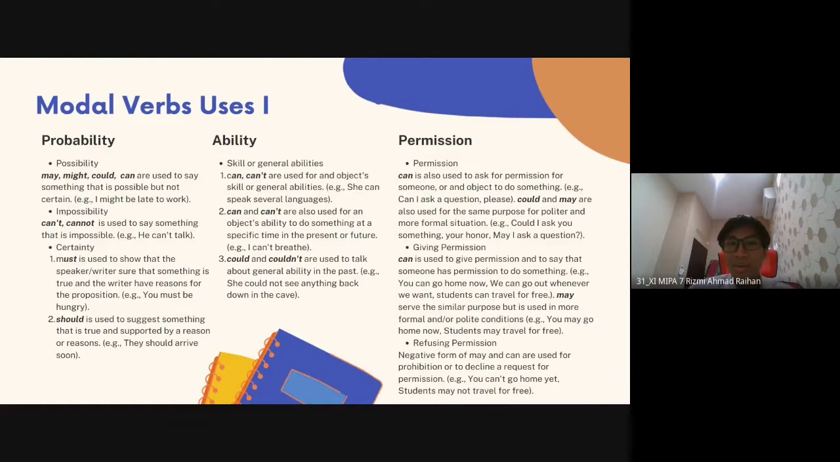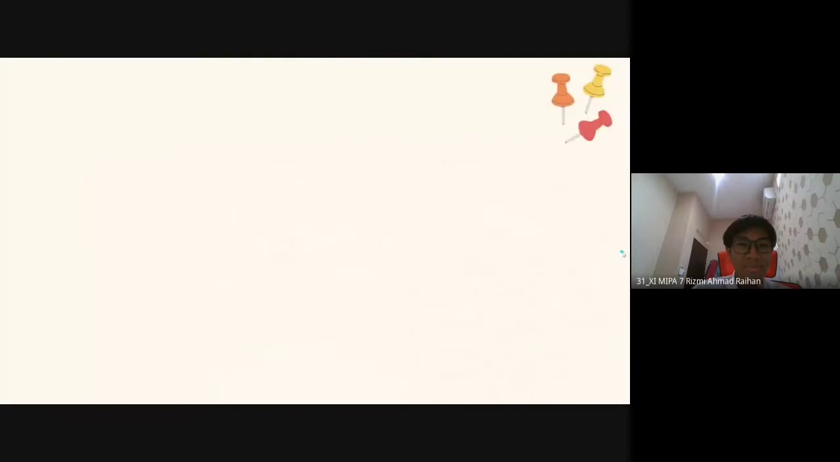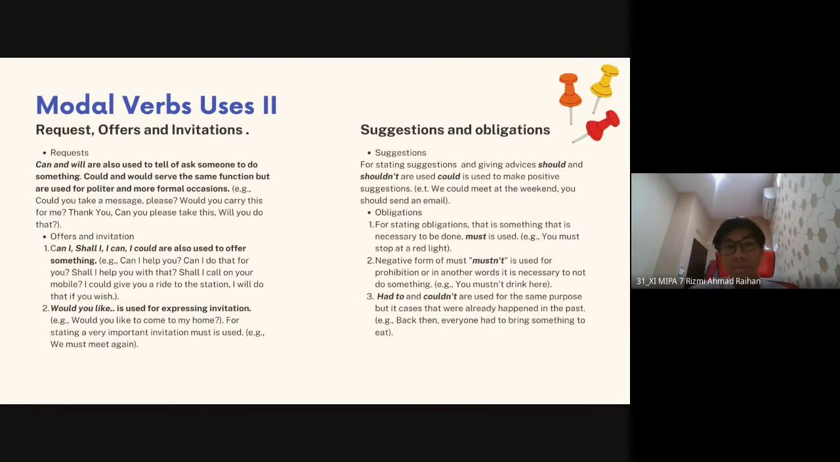For ability, we use can, could, and its negative form. For permission, we use the modal verb can, and this includes giving permission and refusing a request for permission. We also use modal verbs for making requests. For these uses, we use can and will. To offer, we use the modal verbs can, shall, could. To invite, we use the modal verb would. In here, to invite, we use the whole sentence, would you like?